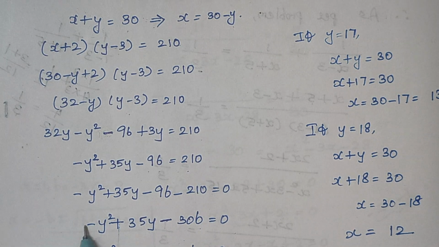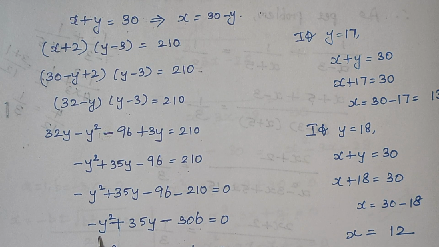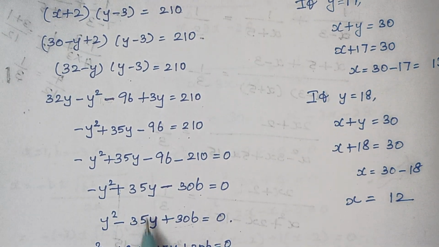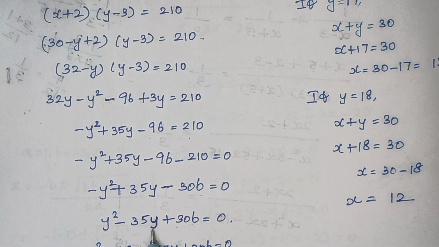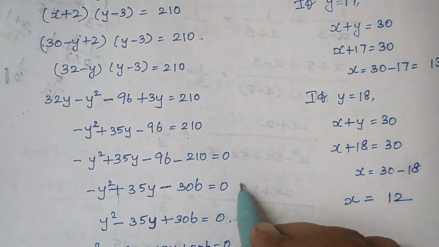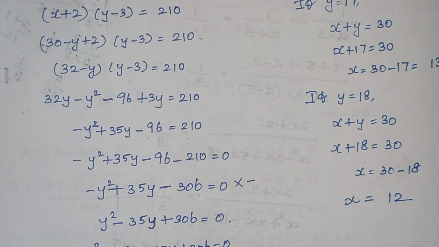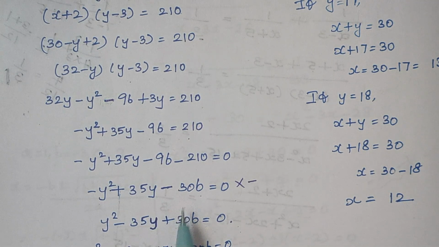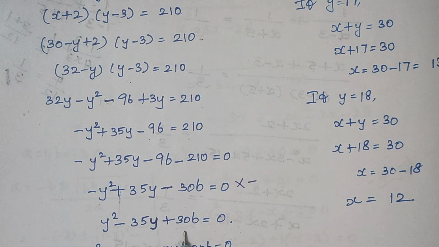Now you see the initial term: we always expect a positive sign in front of y square, but here we have a minus sign. Therefore, I am going to multiply this entire equation by minus. So when you multiply, what happens? Here it becomes y square minus 35y plus 306 equal to 0, because when you multiply this entire expression by minus, it creates a sign change. Now we are going to find the value of this quadratic equation.